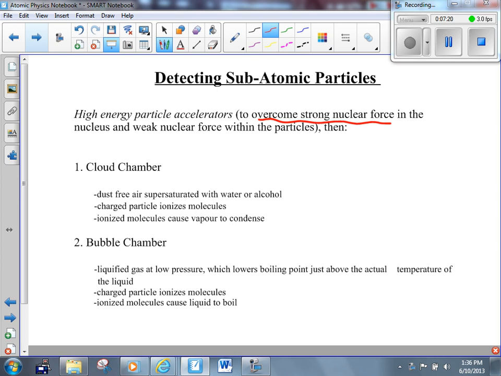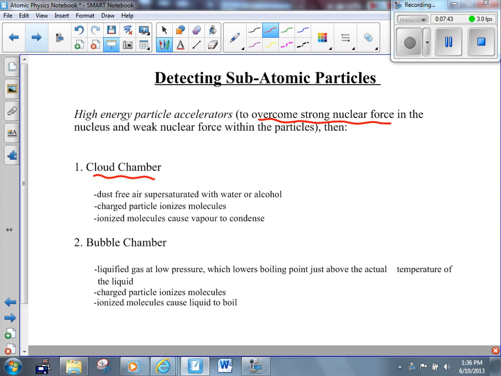Once we've accelerated them to great speeds, once we've smashed them together, once we've broken them apart, we've got to have a way to observe what came out of it. These particles are way too small to be seen with the human eye, so we've got to have a way to observe them. There are a couple of traditional ways that we use to observe them. One's called the cloud chamber.